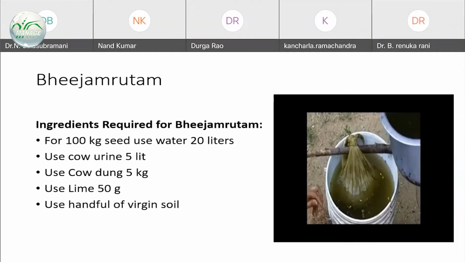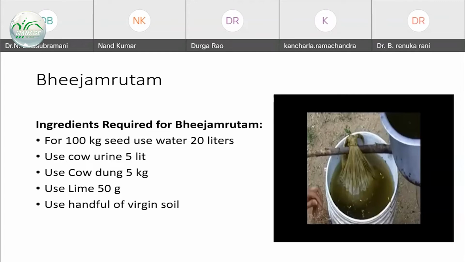Virgin soil means soil where chemical fertilizers are not used. It's a virgin soil, or you can say a forest soil. So these are the materials and ingredients required. Now let us see how bijamritam can be prepared.